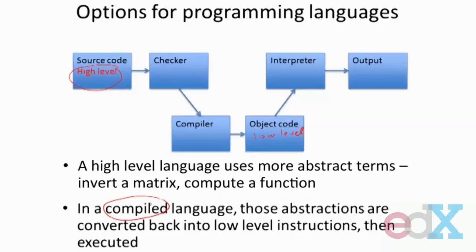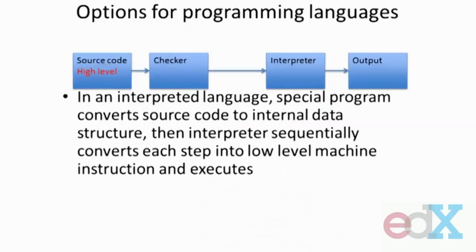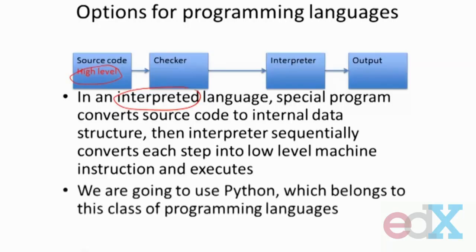It's a compiled language. There's an alternative, and the alternative is, again, to have a high-level language, run it through the checker as before, but in an interpreted language, there's a special program that converts that source code to an internal data structure and then sequentially converts each step into low-level machine instructions and executes it. That says we're going to, one instruction at a time, do the conversion and execution. And in this case, this is the kind of language you're going to use. In this course, we're going to use Python, which belongs to this class of interpreted programming languages.